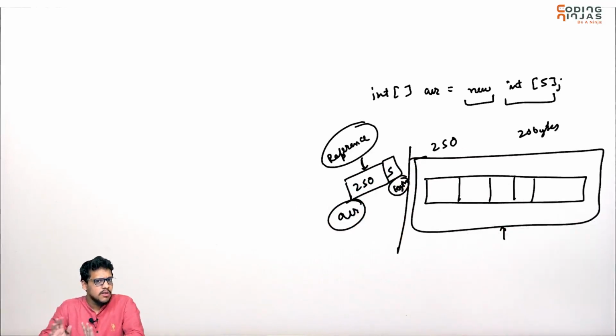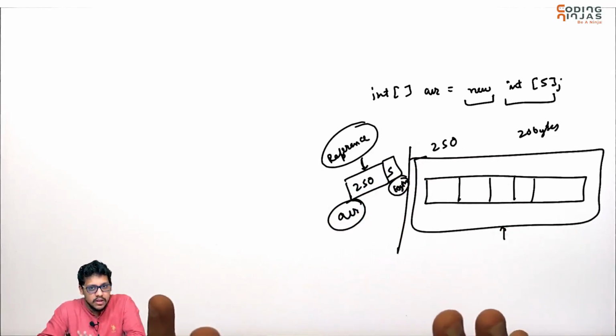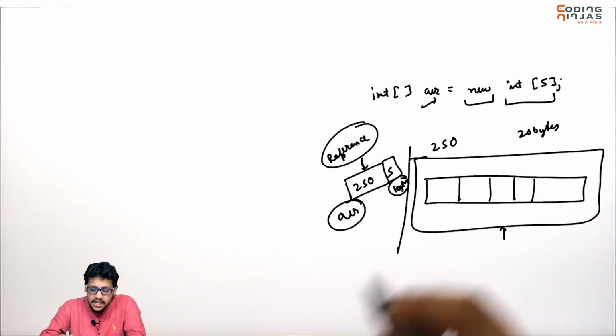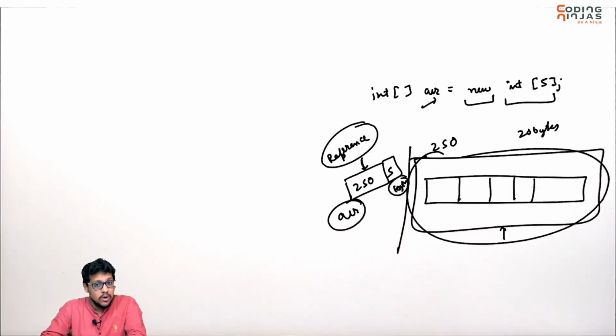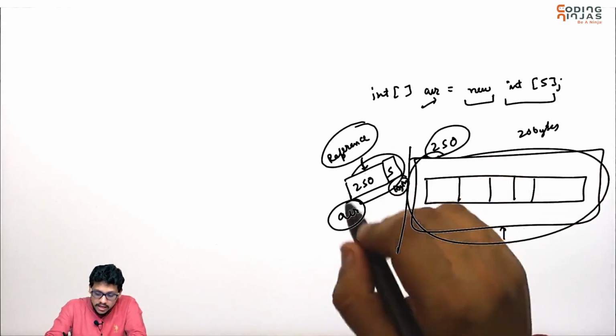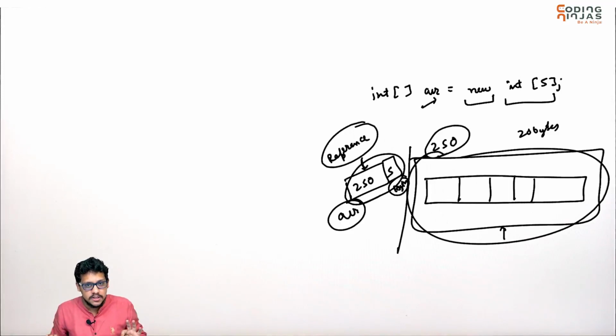We will use the concept of reference. So arr is actually storing a reference of an integer array. This integer array of 5 integers is stored at reference 250, and arr is storing that reference. This is what happens in non-primitive data types.